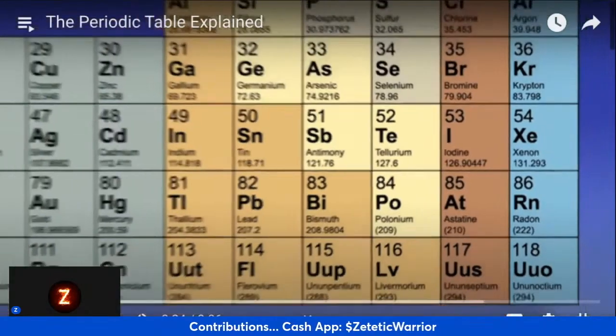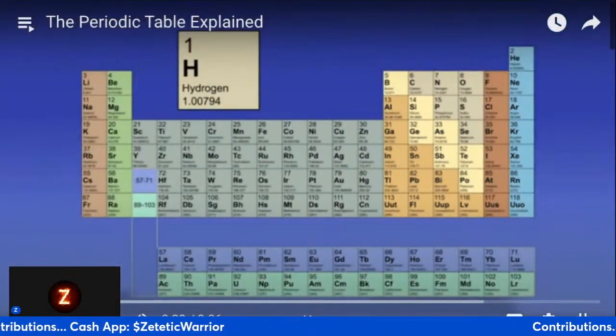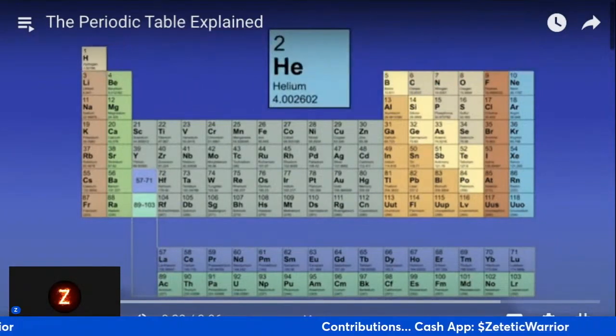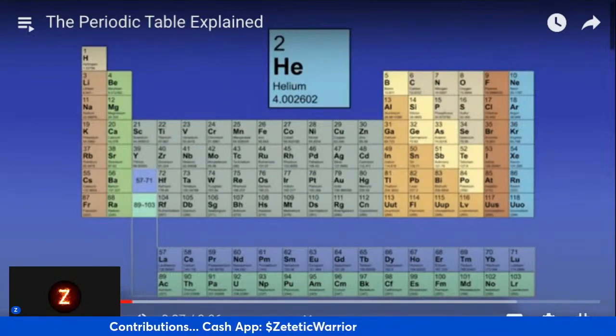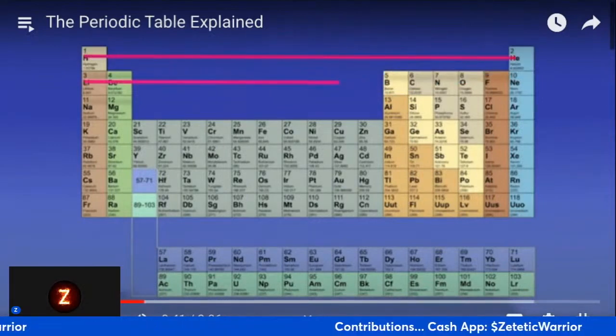space. The atomic number. For example, H represents hydrogen. All hydrogen atoms have one proton. The symbol He represents helium. All helium atoms have two protons. The elements are arranged. Notice hydrogen.